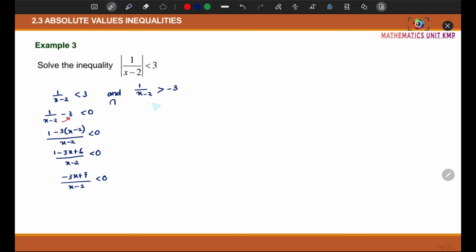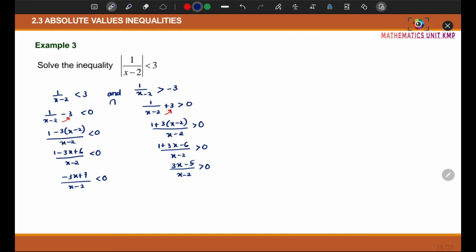So on the right we have 1 over x minus 2 plus 3 greater than 0. Cross multiply. So we have 1 plus 3(x minus 2) divided by x minus 2 greater than 0. Simplify: 1 plus 3x minus 6 divided by x minus 2 greater than 0. Then 3x minus 5 divided by x minus 2 greater than 0.